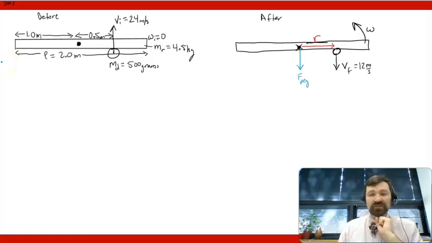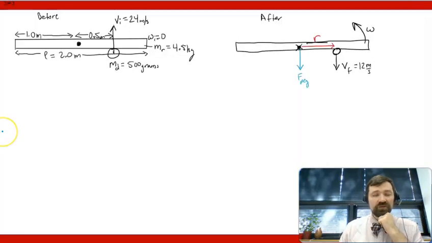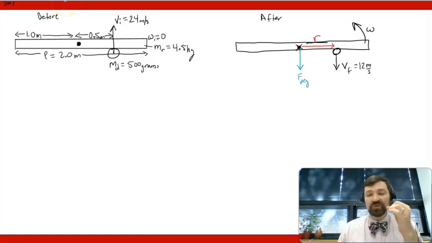Before I go on to solving this problem, a thing to note. In order for this linear momentum conservation to occur, immediately before and immediately after, we would need to have a center of mass motion for this stick or this rod. Do we have such a thing? The answer is no. The peg is holding the center of mass in place. That means that linear momentum is not being conserved here.